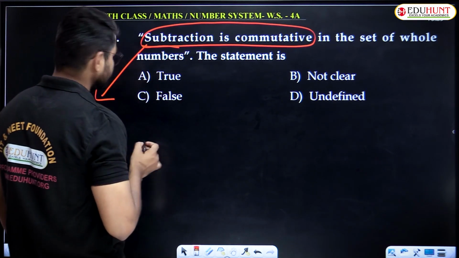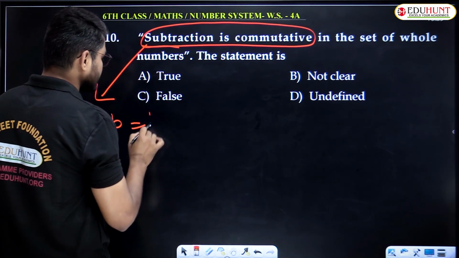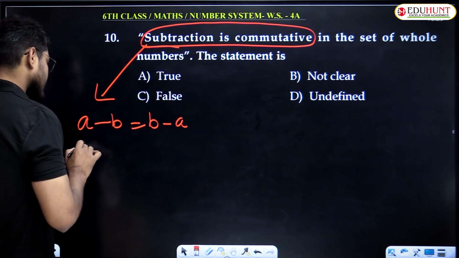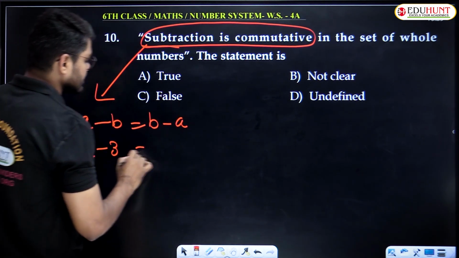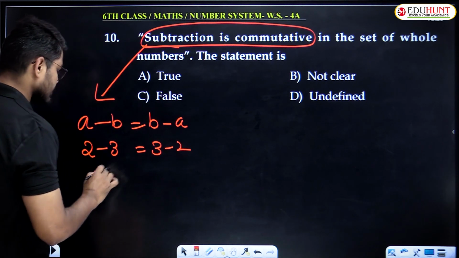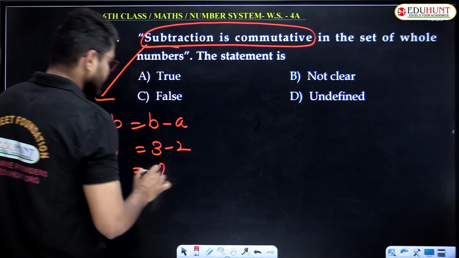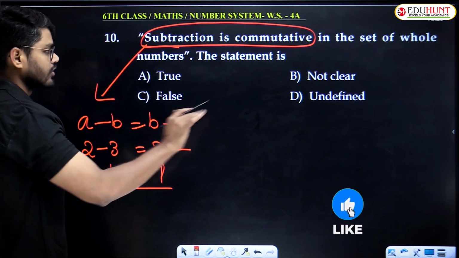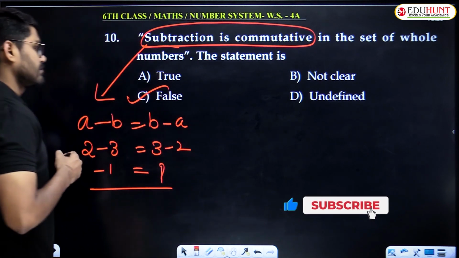Commutative means take two numbers, that means a minus b is equal to b minus a. That is, 2 minus 3 is equal to 3 minus 2. What is 2 minus 3? Minus 1. Minus 1 is equal to 1. Is it possible that minus 1 is equal to 1? No. That means this is a false statement.